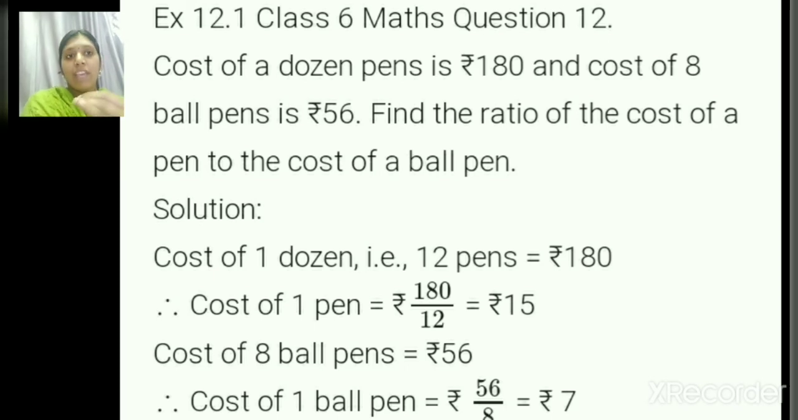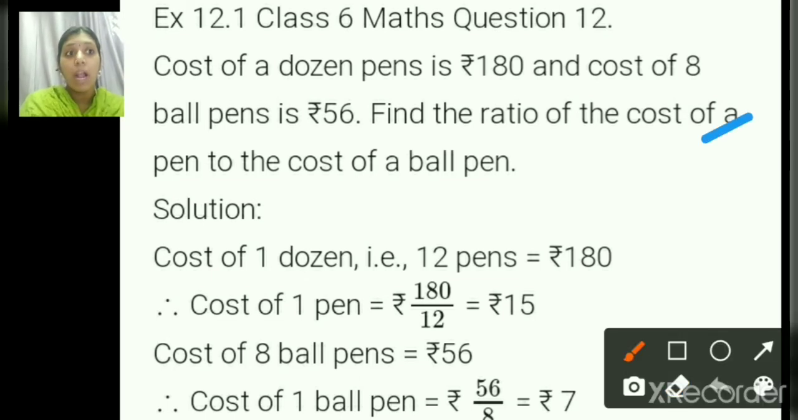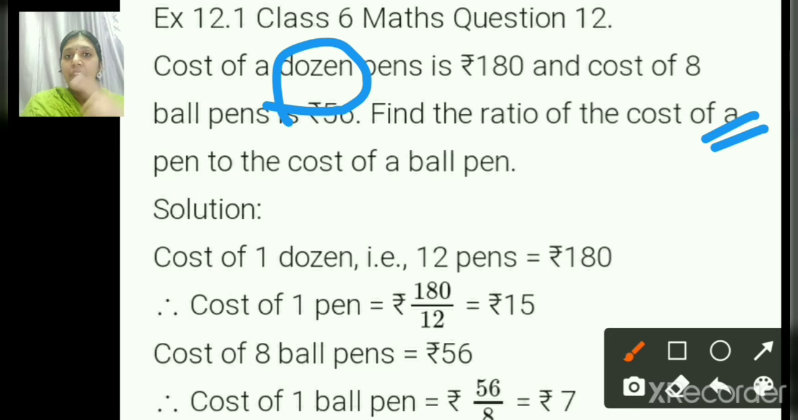Okay, now we have to find the ratio of the cost of a pen. Okay, so what is a pen? 1 pen. Okay, so a dozen pens is given and we have to find the ratio of the cost of a pen to the cost of a ball pen. Okay, so the cost of 8 ball pens and the cost of a dozen pens are given. So first we have to find the cost of 1 pen and the cost of 1 ball pen. Both we have to find and then we have to find the ratio. Clear, children? Okay, now 12 pens is equal to 180 rupees.